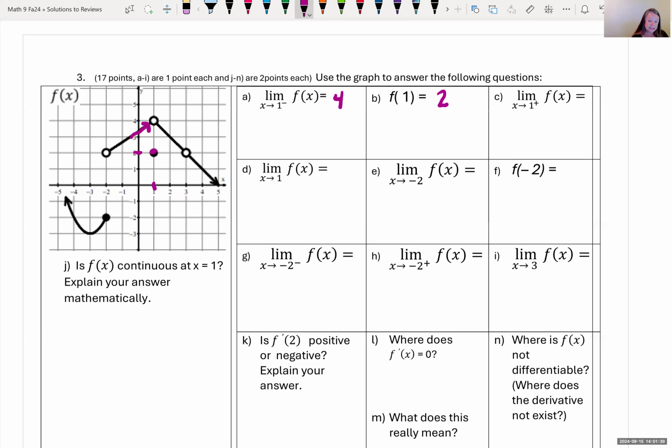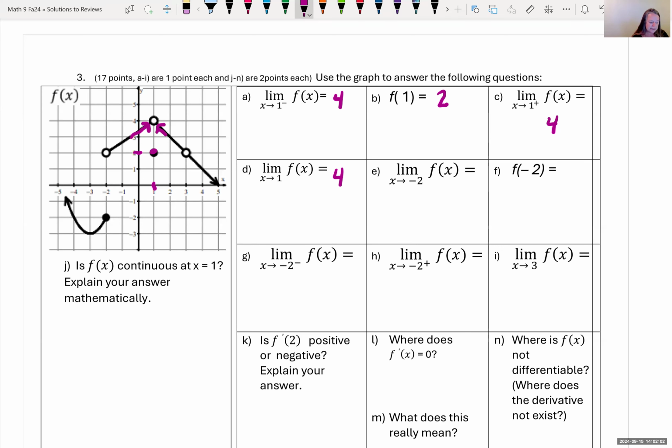Now I'm looking at the limit as x is approaching 1 on the right-hand side. So locating x equals 1, following the graph on the right-hand side close to x equals 1, I see the y value that I'm getting closer and closer to is 4. Since the limit on the left and the right are equal to each other, the limit as x approaches 1 is 4.